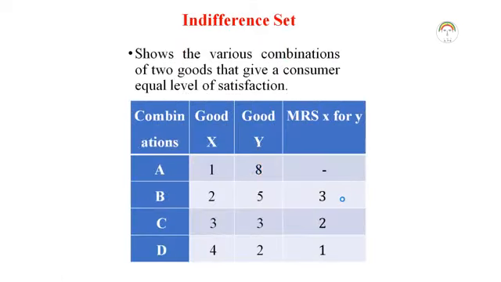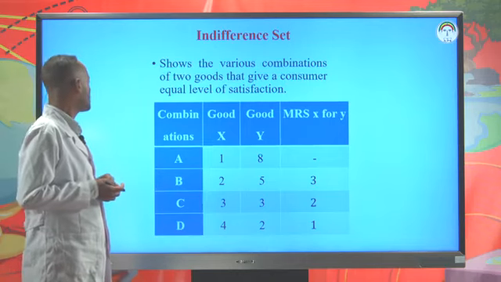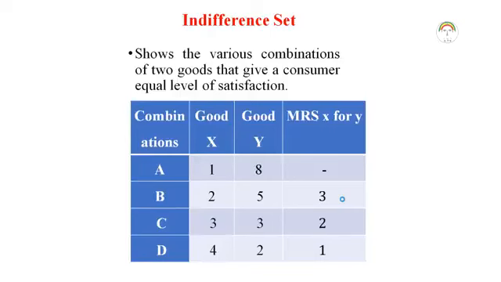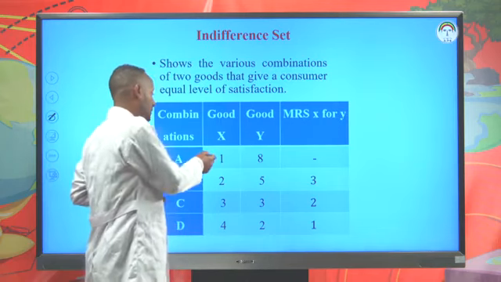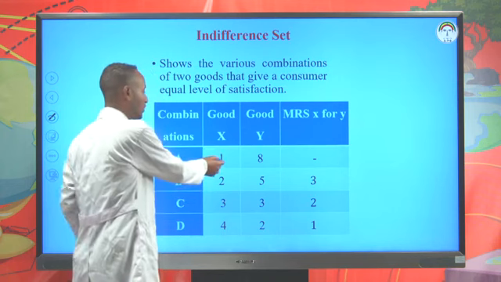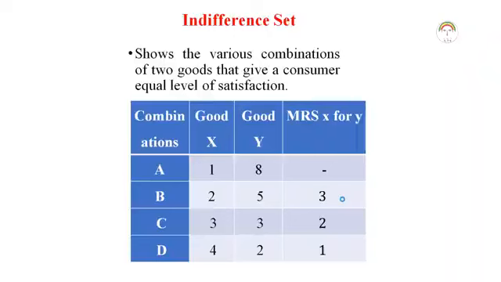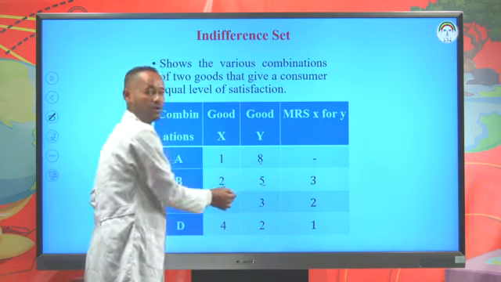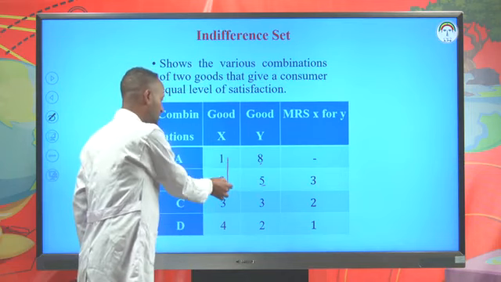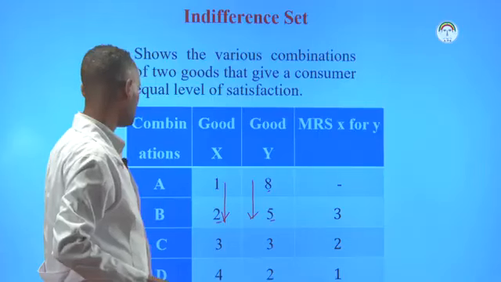The indifference set shows the various combinations of two commodities that give a consumer an equal level of satisfaction. Suppose a consumer consumes two goods, X and Y. At combination A, the satisfaction that a consumer derives from 1 unit of commodity X and 8 units of commodity Y is equal to the satisfaction that he derives from 2 units of X and 5 units of Y. Because as we increase the consumption of commodity X, we are declining consumption of commodity Y.